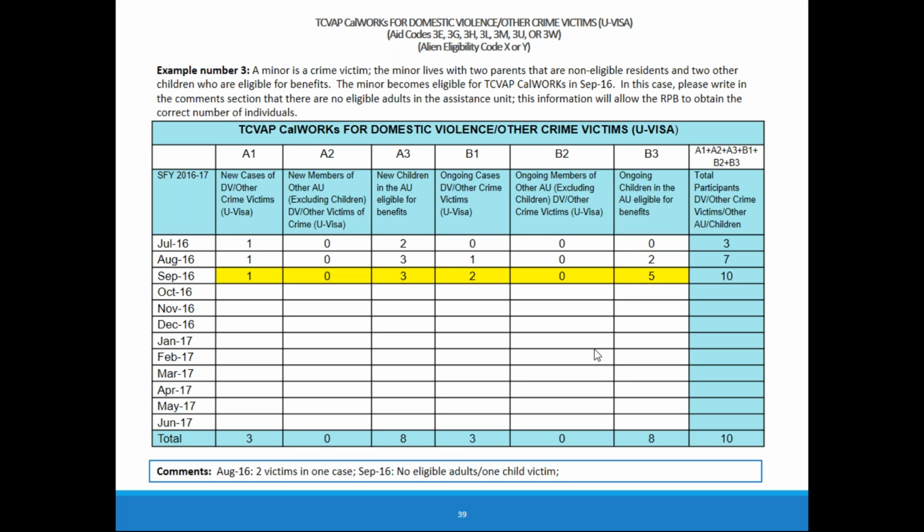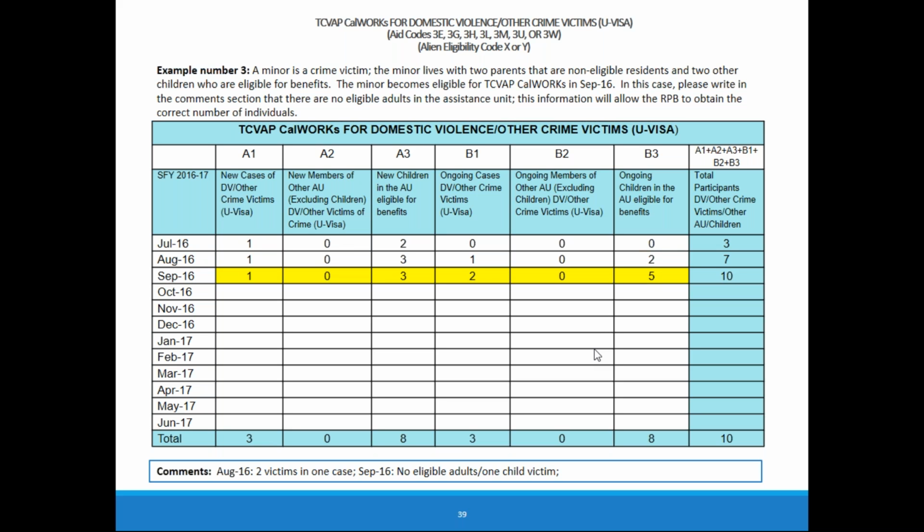On column B2, enter 0, because there are no prior adult ongoing members living in the assistance unit. And on column B3, enter 5. That totals the number of ongoing children living in the assistance unit from previous months. And write a comment to inform the RPP that a child is a victim.